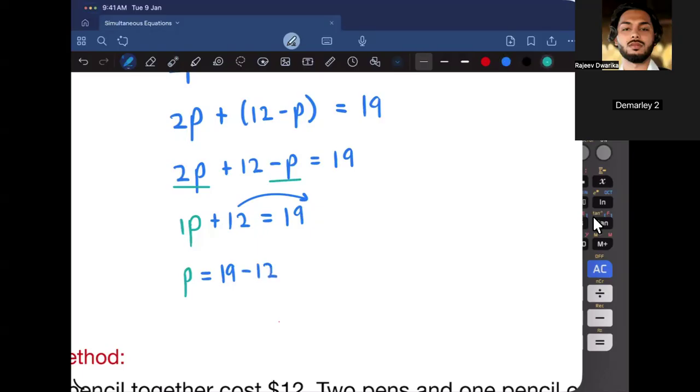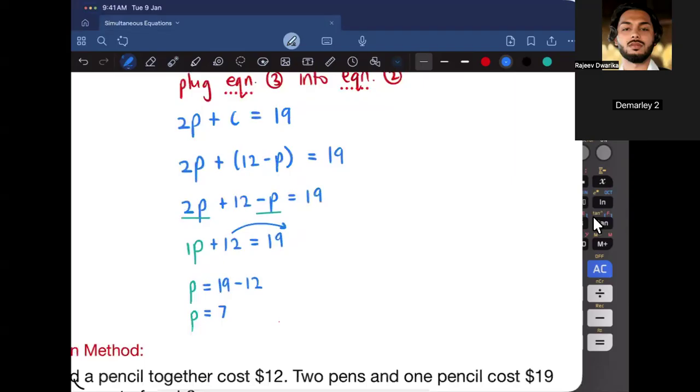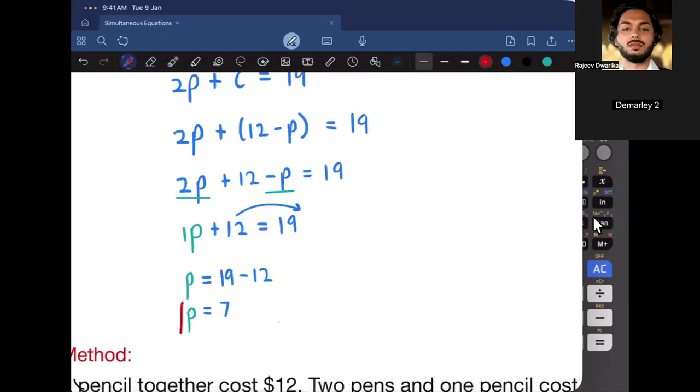And so P is going to be equal to, what is 19 minus 12? So that would be 7, right? 7, yeah. Right. So that's the cost for 1 pen.